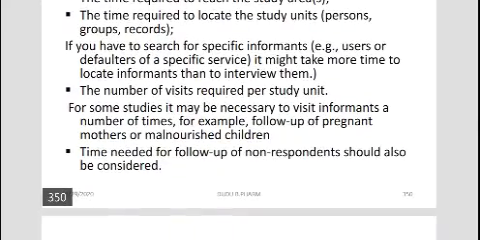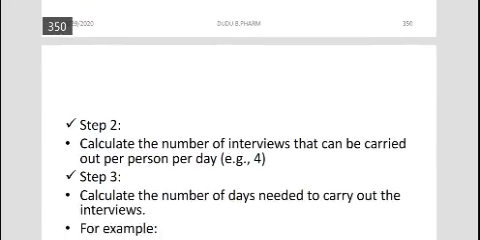So the number of visits required per study unit: for some studies, it may be necessary to visit informants a number of times. For example, follow-up of pregnant mothers or malnourished children. Time needed for follow-up of non-respondents should also be considered.